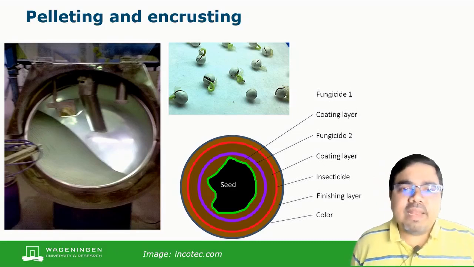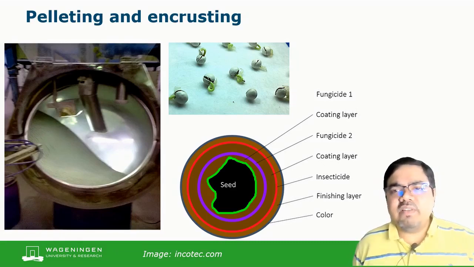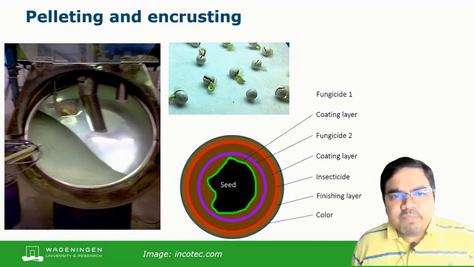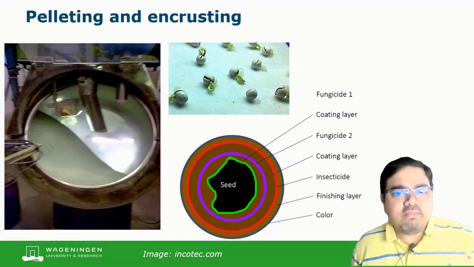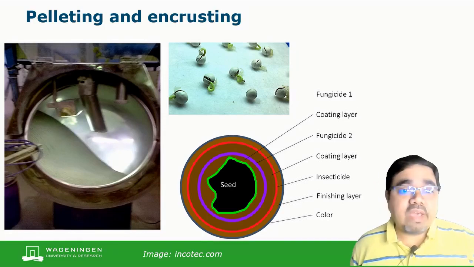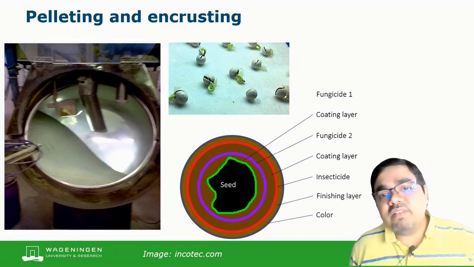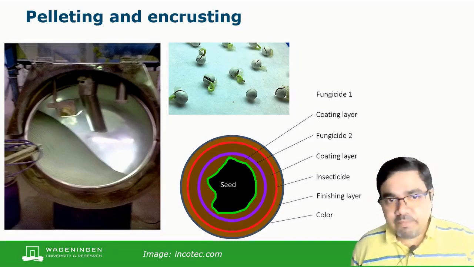Encrusting is similar to pelleting, but here the size increase is limited to 1 to 5 times. This is in regular use in India for onion and cumin. In onion, the advantage lies in that we don't need to have a nursery, as encrusted onion seeds can be directly sown in the main field.